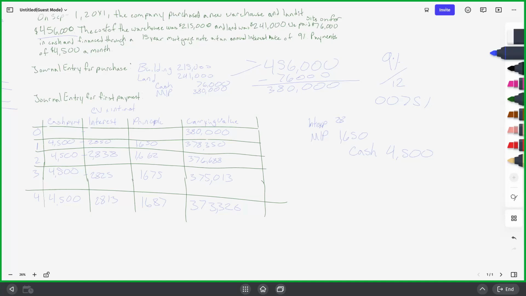It doesn't matter what's on top, right? It does not matter, as long as you have your debits before your credits, that's the number one rule. If your interest is swapped with your mortgage payable, it doesn't matter. It just matters that you have them in the right order.